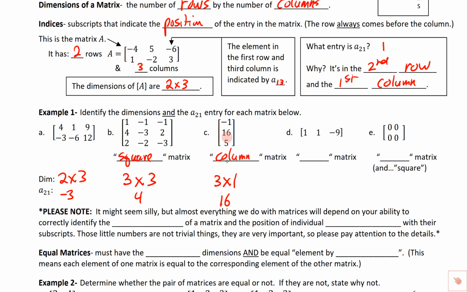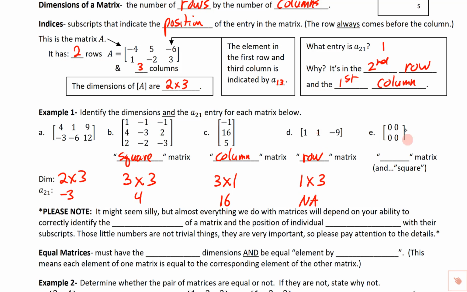Now, if this one was called a column matrix, you want to take a guess at what this one's called? This one is called a row matrix. It has only one row and 3 columns, so this is a 1 by 3. The previous one was 3 rows and 1 column, so 3 by 1. This is 1 row and 3 columns, so a 1 by 3. Now, if we wanted to find the A21 entry here, we need the second row and the first column. There is no second row, so we're just going to write NA for not applicable. It doesn't work on this particular one.